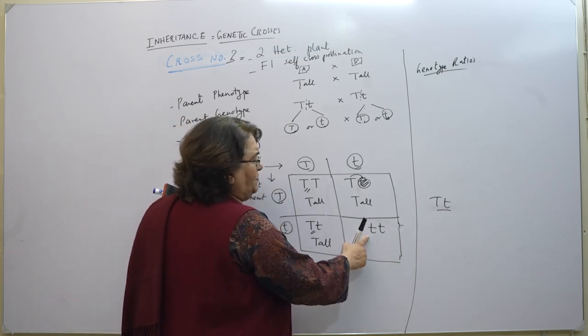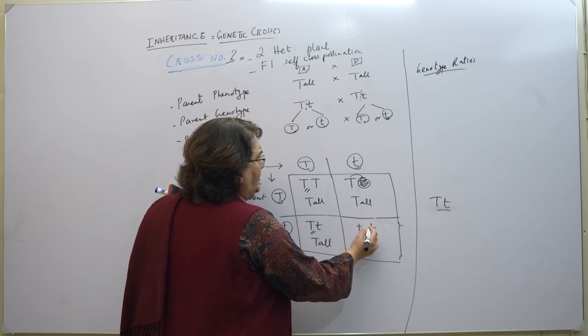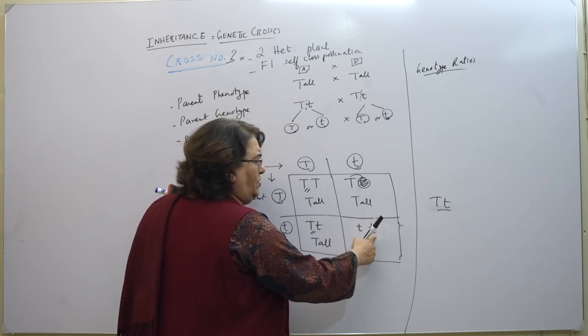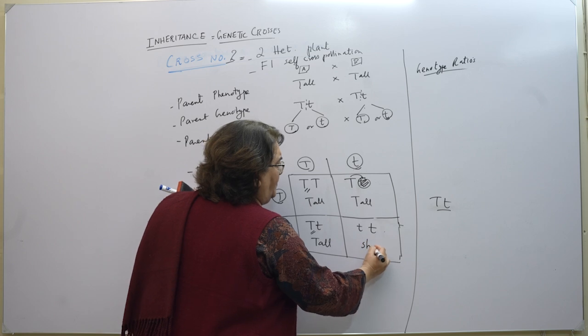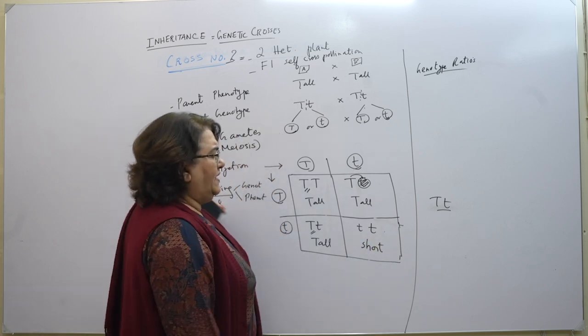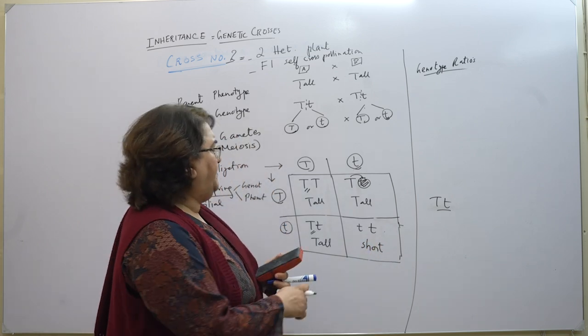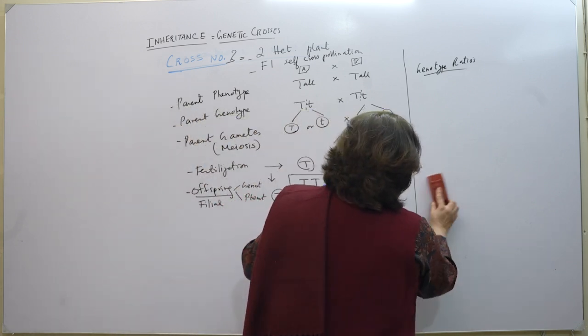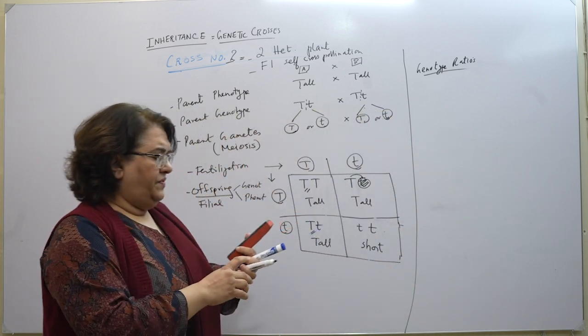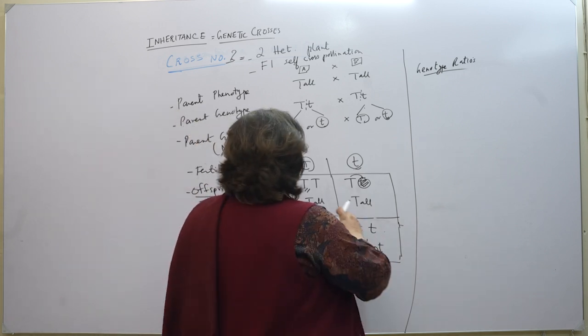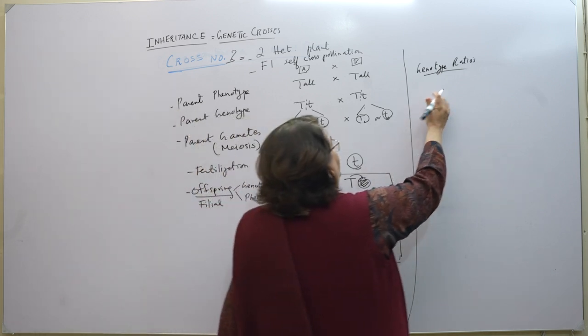Now the last one, small t and small t, what will this look like? Obviously this is short and short. So this will have a different variety in the phenotype, that will be short. Now let's write down the genotype ratios and the phenotype ratios for this. Right, let's go into detail. Now you got 4 combinations, so let's write it down.